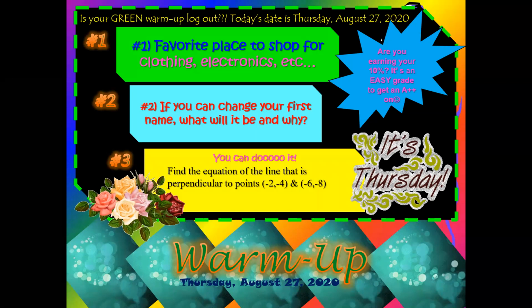3 questions for your warm-up block. First question is favorite place to shop for clothing, electronics, etc. Question number 2, if you can change your first name, what will it be and why? And then question number 3, find the equation of a line that is perpendicular to points (-2, -4) and (-6, -8). So pause the video and go ahead and complete those 3 questions.